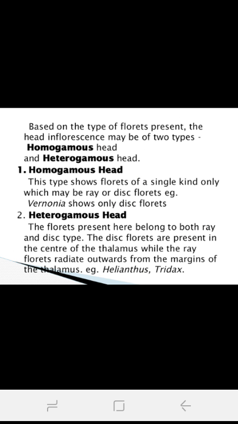Based on the type of florets, there are two categories of head or capitulum: homogamous head and heterogamous head. In a homogamous head, all florets are of the same type. There is no differentiation; it may be all ray florets or all disc florets. Example is Vernonia. In a heterogamous head, the florets belong to both ray and disc types. The disc is present at the center and the ray at the margins. This is common in marigold. The outermost peripheral flowers are all ray florets, and the central flowers are all disc florets.